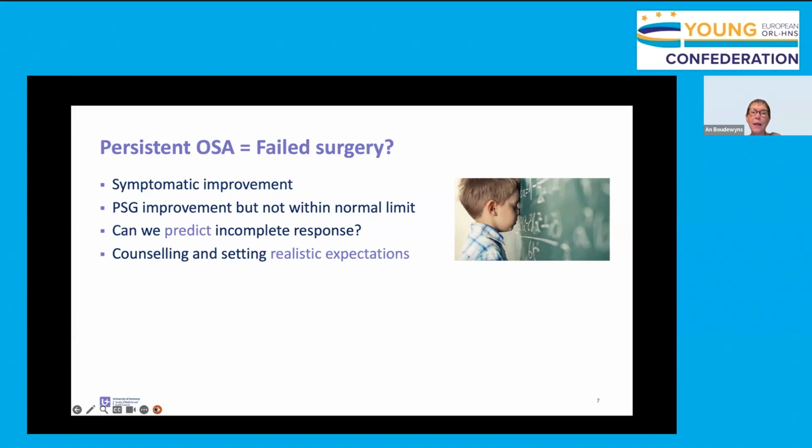Another question that arises is, can we predict which patients are likely to have an incomplete response before we start with the treatment? And this is very important because then we can counsel the parents and we can set realistic expectations. For example, if we know that a child with Down syndrome and with obesity will undergo an adenotonsillectomy, we might do some complementary examinations such as DISE, and based on this, we can predict that it's very likely or unlikely that the child will improve enough after adenotonsillectomy. And if you can tell this and discuss this with the parents before you start the treatment, this would be more appropriate and really part of a shared decision-making approach.